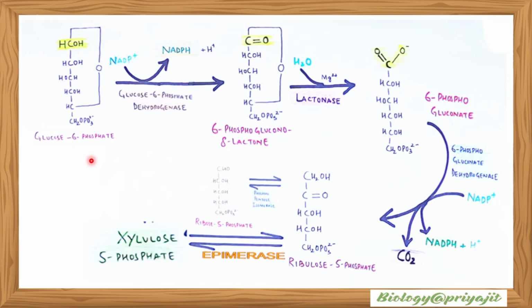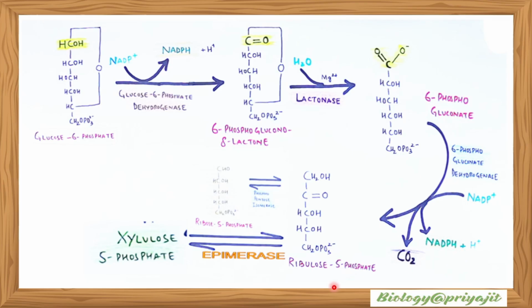First of all, glucose 6-phosphate, with the help of the enzyme glucose 6-phosphate dehydrogenase, converts NADP+ into NADPH plus H+, and it produces 6-phosphogluconolactone. Then, with the help of the enzyme lactonase, it reacts with a water molecule and, with the help of the magnesium 2+ ion, produces 6-phosphogluconate. Then 6-phosphogluconate dehydrogenase again oxidizes the substrate and produces ribulose 5-phosphate. In this reaction, one molecule of carbon dioxide is released and NADP+ is converted into NADPH plus H+.